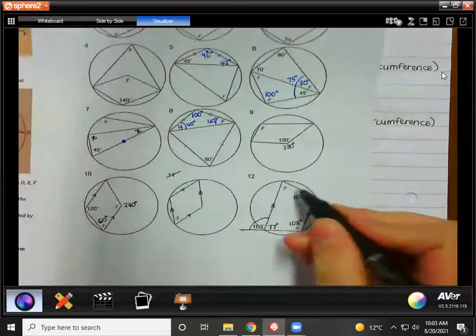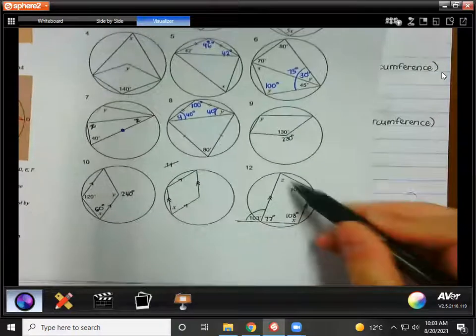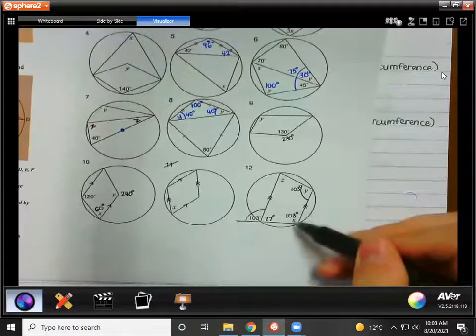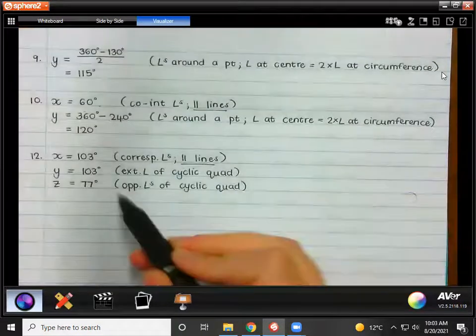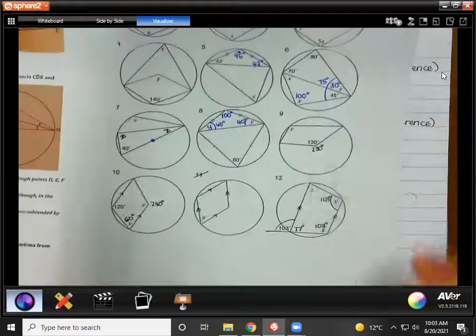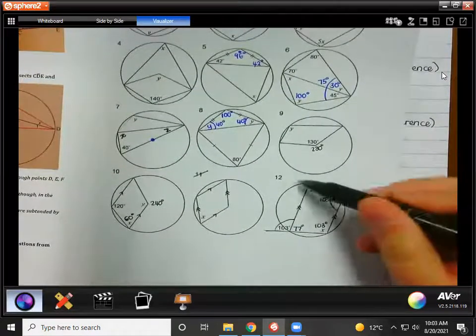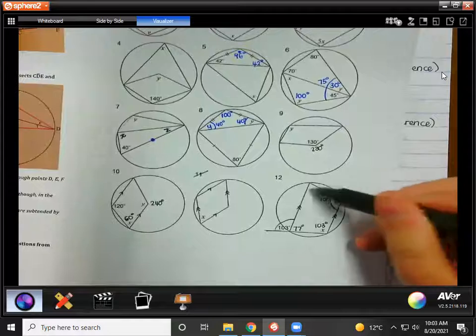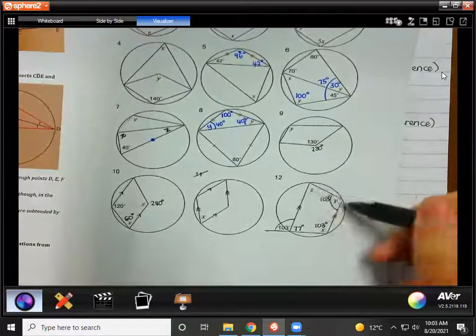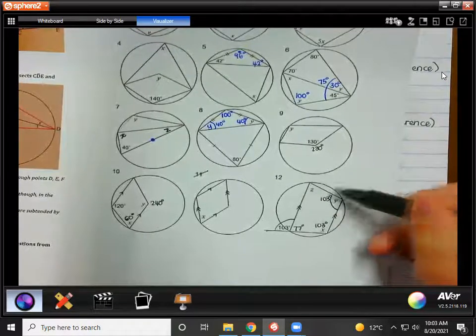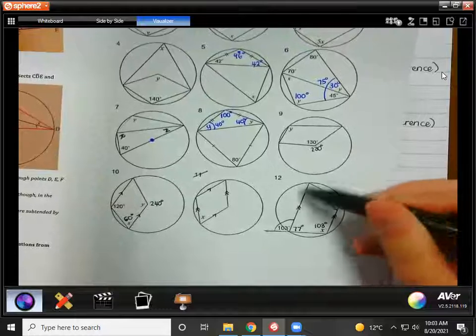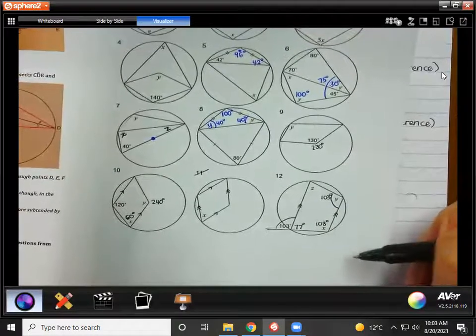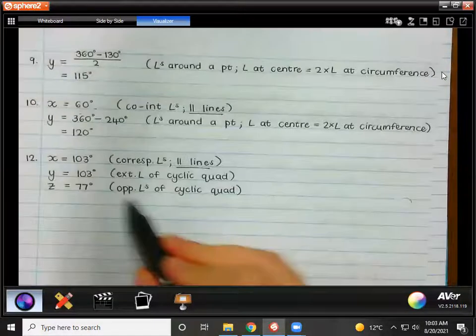And then to find Z, you could have used opposite angles of a cyclic quad here if you wanted to, which is what I wrote down. Or you could have used co-interior angles again. These two should add up to 180, both of them, because of the U shape. So you could have said co-interior angles, parallel lines for that one as well.